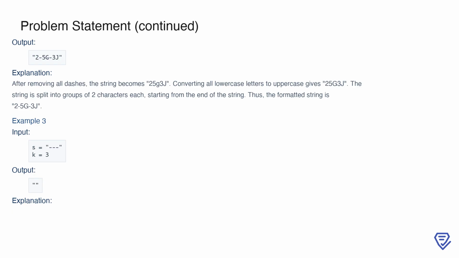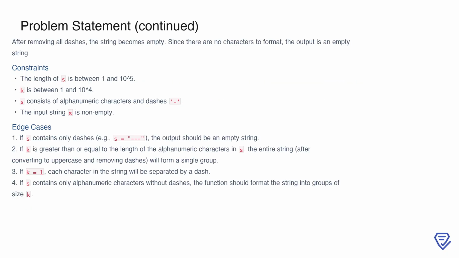Now, consider another example where the input is S equals 2-5g-3-J and k equals 2. After removing all dashes, the string becomes 25g3J. Then, we convert all lowercase letters to uppercase, resulting in 25G3J. Next, we divide the string into groups of size 2, starting from the end. This gives us the groups 2, 5G, and 3J. Combining these groups with dashes, the formatted string becomes 2-5G-3J. Notice how the first group contains only one character, which is allowed as long as it has at least one character.